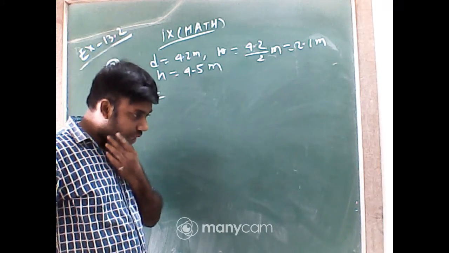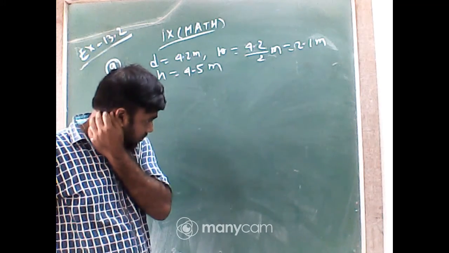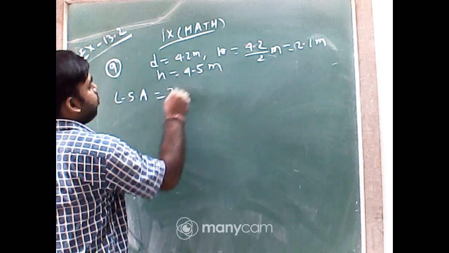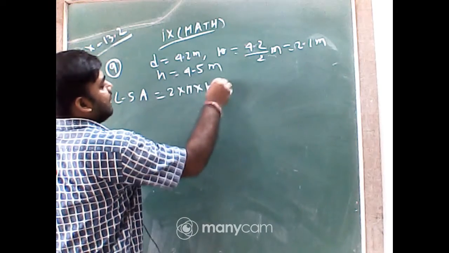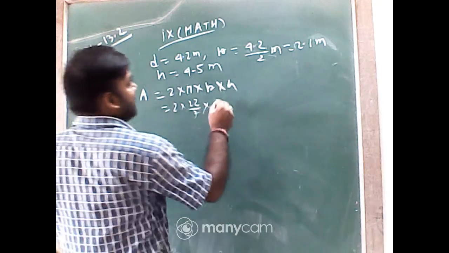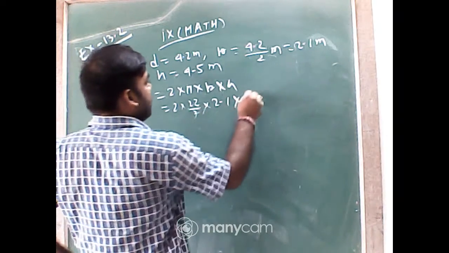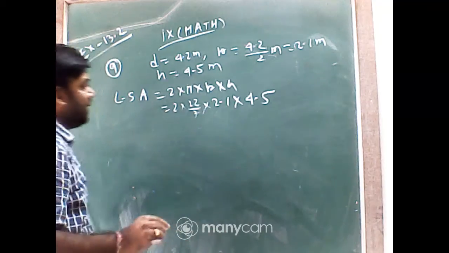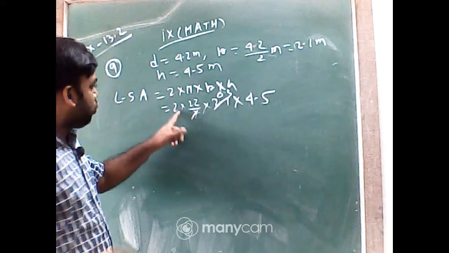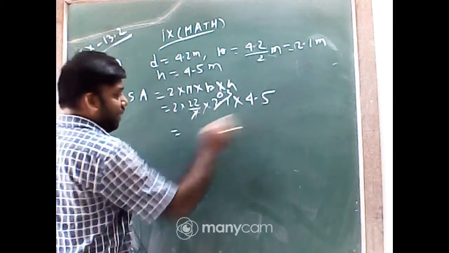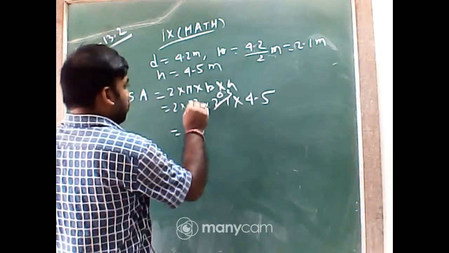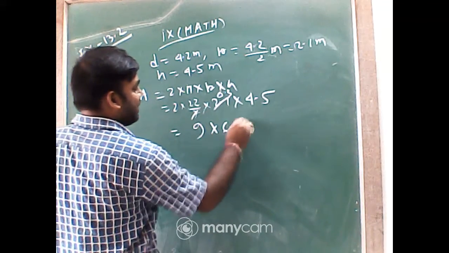Tell me the formula of LSA of cylinder. 2 pi r h. So 2 into pi into r into h. 2 into 22 by 7 into r, that is 2.1, into h, 4.5. Now students, one thing, just remember 7 into 3, that is 0.3. Now 2 into 4.5, that is 9. Okay, and 22 into 3, that is 6.6.